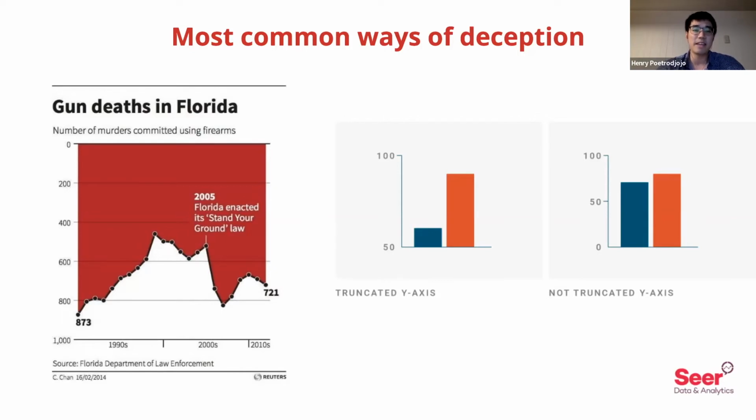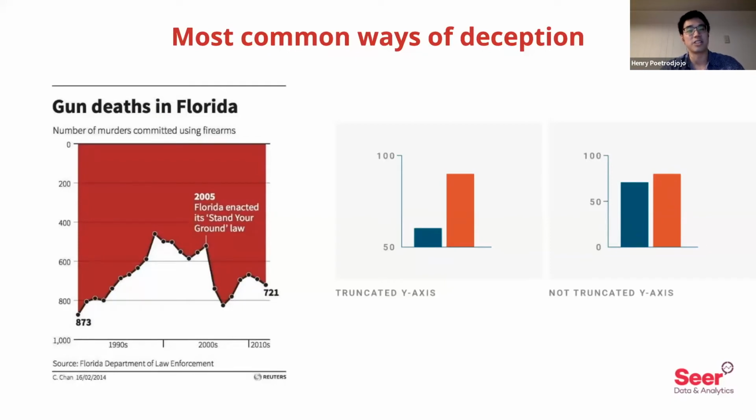However, if you pay careful attention to the vertical axis, you can see that it's actually upside down. So gun deaths were actually decreasing until the mid 2000s, and then they had a large spike when they introduced this new law. Now, I'm not sure if this was actually used in some sort of news article, but it is a very extreme example of what goes on when people try to use charts to deceive people.